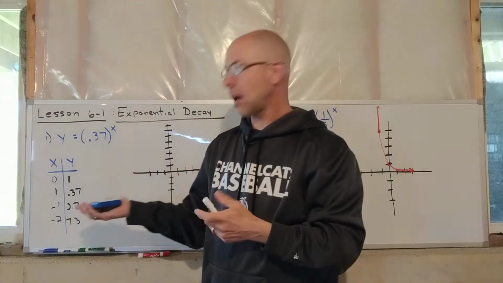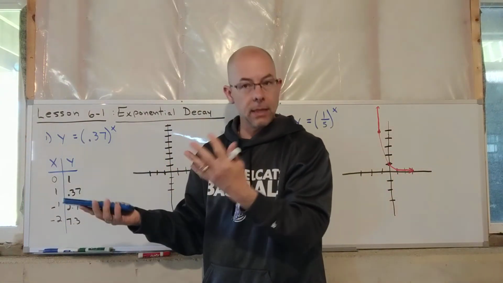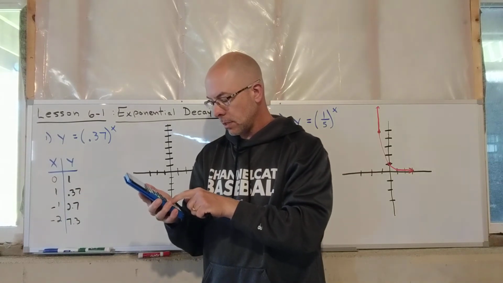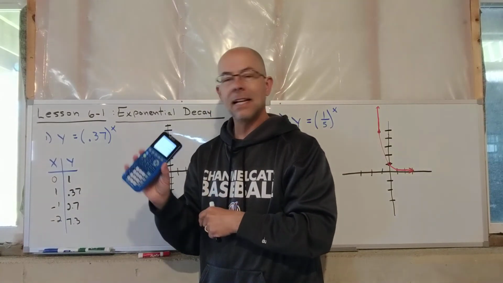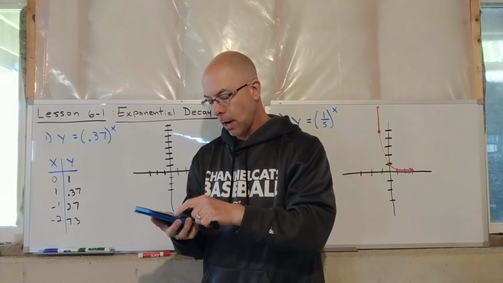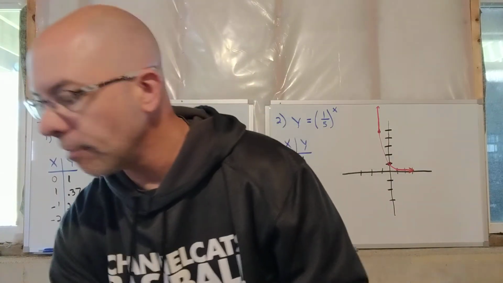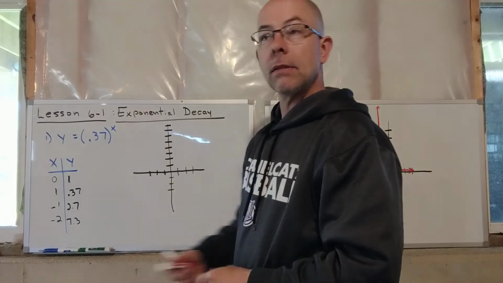Now, just for the sake of argument, I'm not going to put it in the chart, but what if I did the negative 3? 0.37 to the negative 3 power, that's 19.7. Yeah, we're not graphing 19. So 7's good enough. We can plot those points.